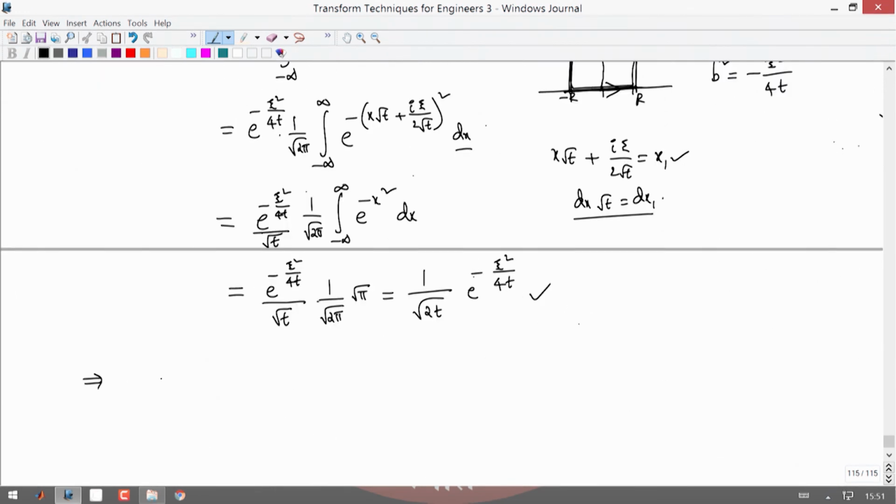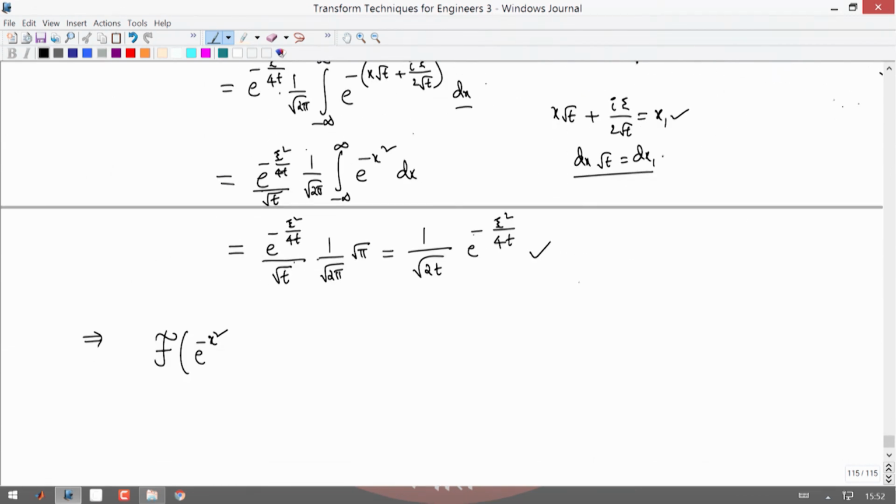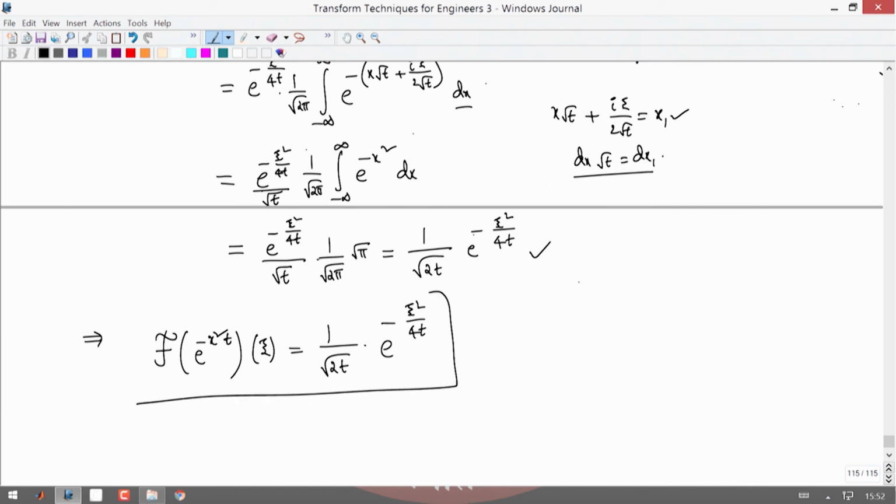This implies Fourier transform of e power minus x square t as a function of xi is equal to 1 by root 2 t times e power minus xi square by 4 t. So, this is exactly what we have, and because of this Fourier transform, xi belongs to minus infinity to infinity, okay.